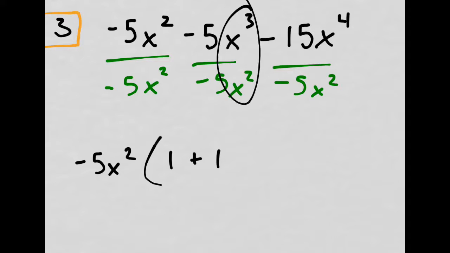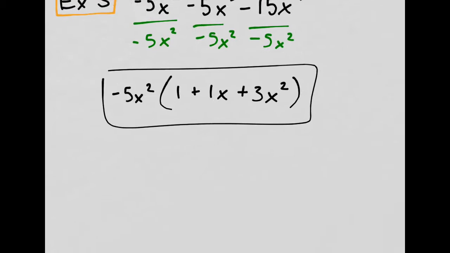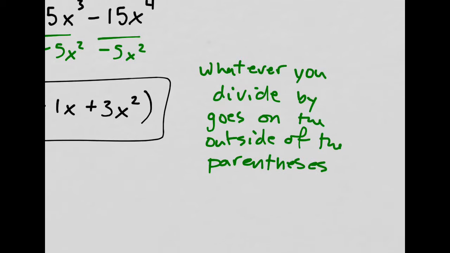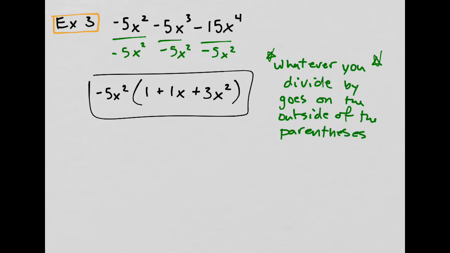And then x cubed divided by x squared, that would be just regular x, right? You subtract. 3 minus 2 is 1. So you just get 1x. And then it's plus -15 divided by -5, that's positive 3. X to the 4th, 4 minus 2 is 2. So we get x squared. And if you wanted to check, you could distribute. So there you go. Whatever you divide by goes on the outside of the parentheses. That's why we had that -5x squared there.